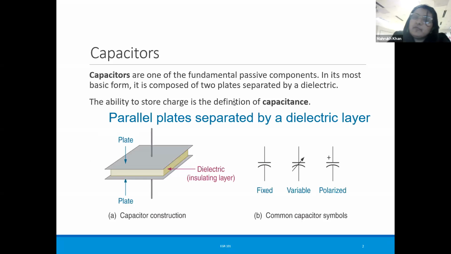So there are three types of capacitors: fixed capacitors, which are not polarized, then polarized capacitors, and variable capacitors. You can see that there are dielectric plates and an insulating layer between them. The dielectric plates can hold the charge and store the charge.